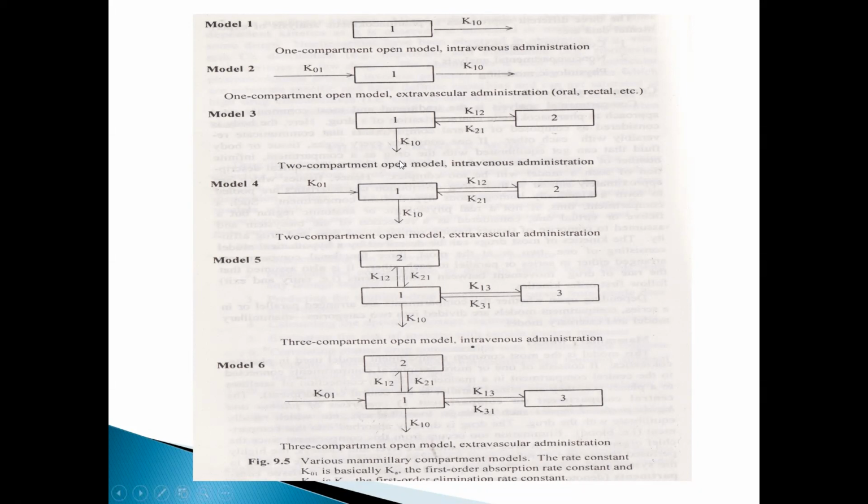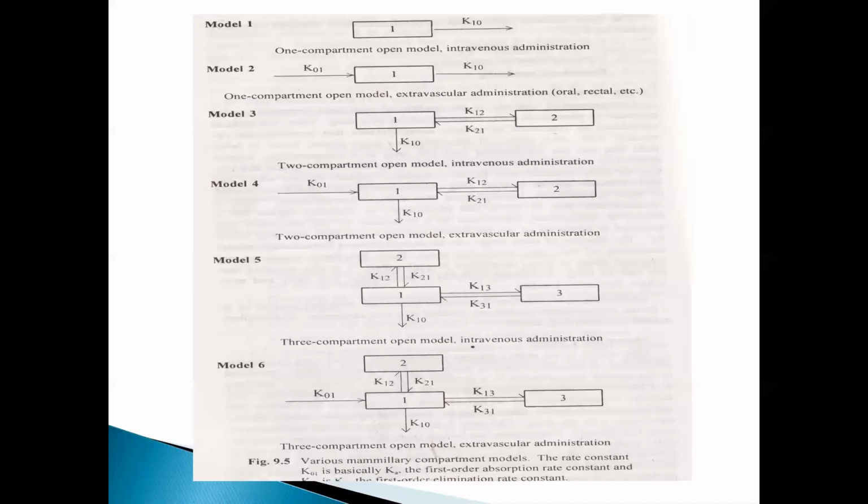So as I told you, elimination occurs with the help of liver, kidney. So elimination includes both metabolism as well as excretion. So the rate constant is given by K10. So in model 4, again you can see a 2-compartment open model.